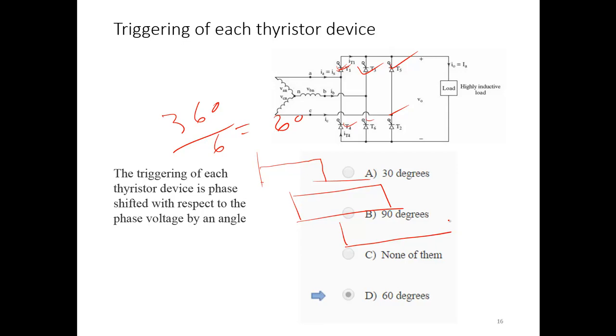This is the way. Please look for the figure. It explains the triggering angle for the thyristor. Please look at figure 10.3.